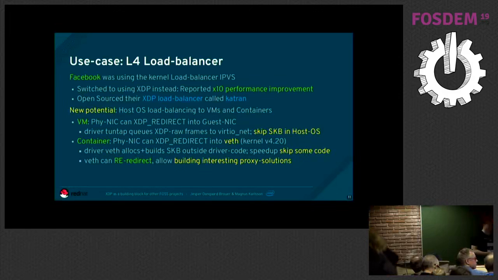Could you repeat the question for the camera? I think I have repeated the question: whether you could use it for accelerating something like OpenVPN. Some of it I wouldn't use XDP for, I would use some of the other TC hooks for accelerating that.